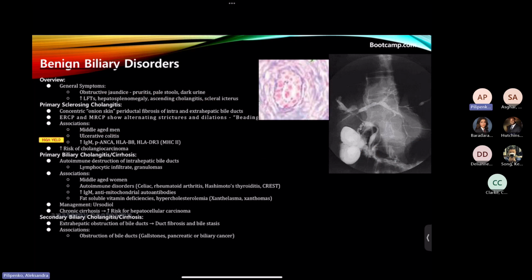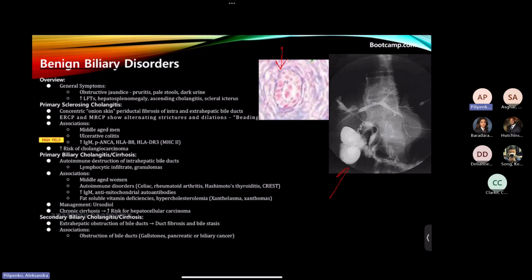Okay, benign biliary disorders, also important in terms of histology and radiology. All right. Yeah, like everything is kind of important on this slide, so I'm not going to overwhelm you. Again, you will have enough time to digest everything.